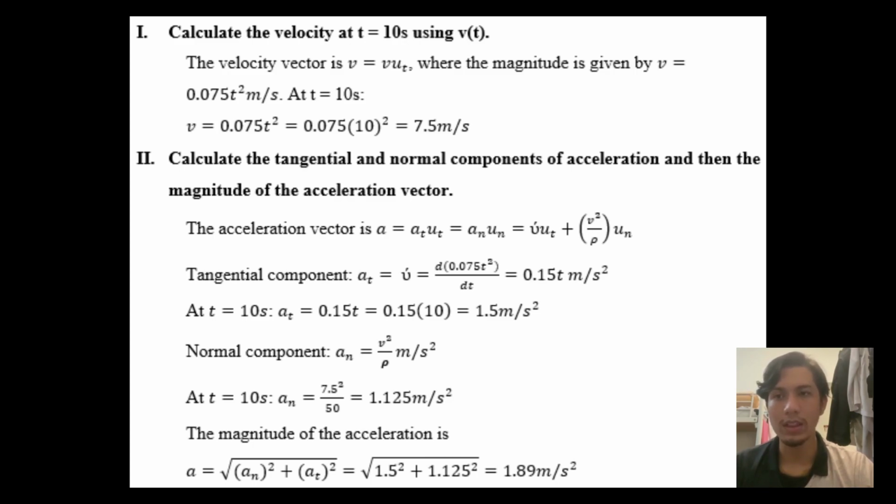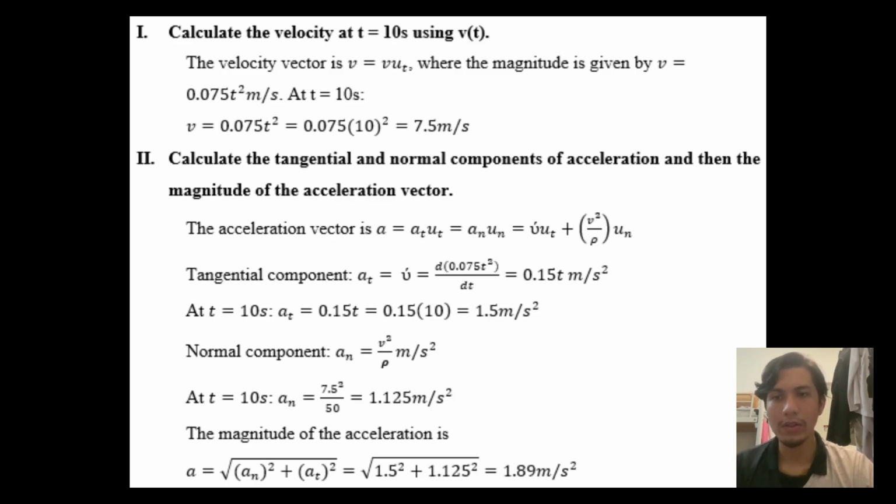To find the normal component, the formula for the normal component is AN equals V squared over P. So V is 7.5 meter per second and P is 50 meter. So put the values of these two into the formula, and the answer that we got is 1.125 meter per second square.